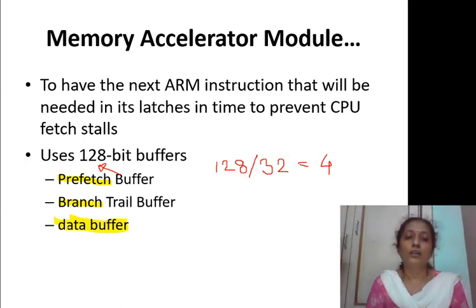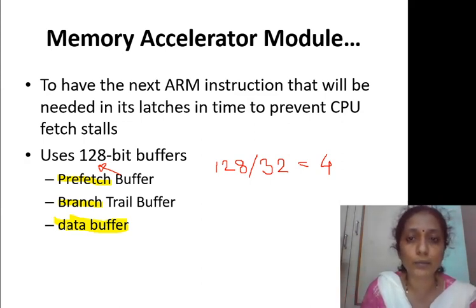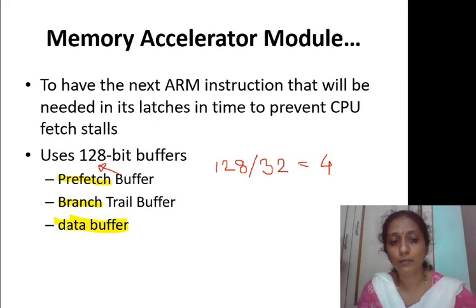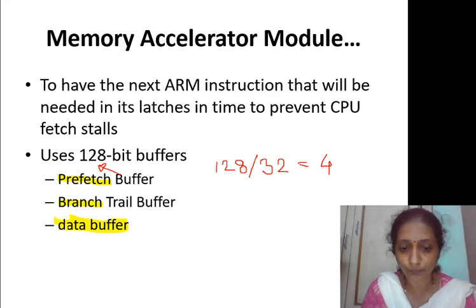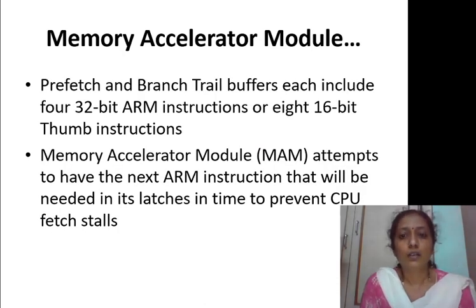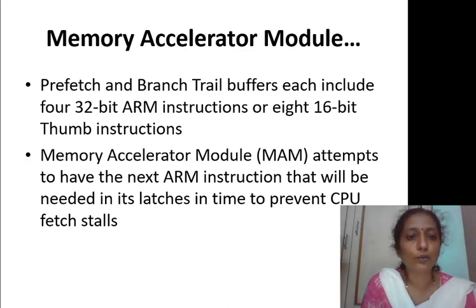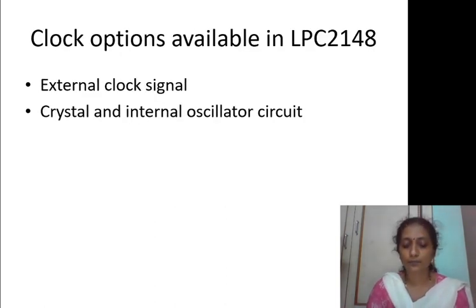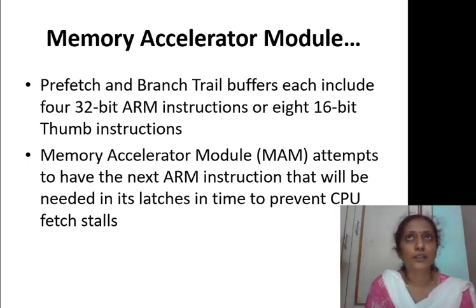Okay, so the only reason you are using the memory accelerator module is to speed up the program execution. For that you are using buffers and fetching the data ahead of time. So prefetch and branch trail buffers each include 4 32-bit ARM instructions or 8 16-bit Thumb instructions, and the memory accelerator module attempts to have the next ARM instruction that will be needed in its latches in time to prevent CPU fetch stalls. Okay, so this is about the memory accelerator module.